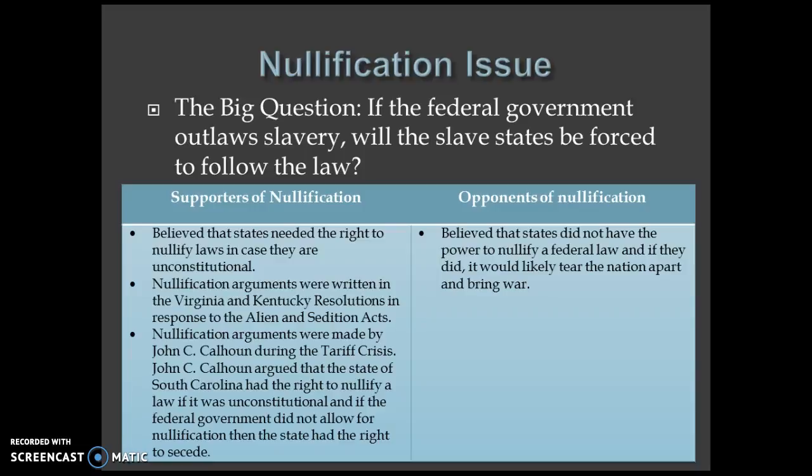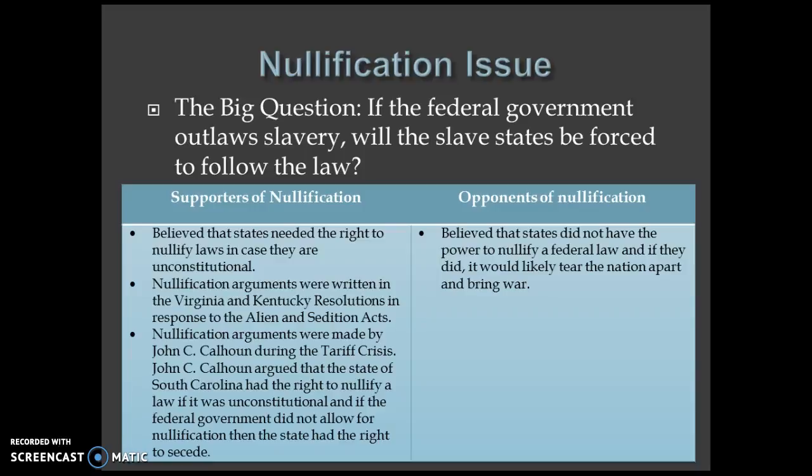And then, this is where it gets even crazier, they also started to take the argument a step further. They said, if the federal government doesn't allow us to nullify laws, then we have the right to secede. Southerners have the right to secede, leave the United States. That's what secede means, to leave the United States and start a brand new country. So that's their argument. Now, the opponents of nullification, again primarily the people in the North, believe the exact opposite. They simply believe that states don't have the power to nullify a federal law, and if they did, it would likely tear the nation apart and bring war.